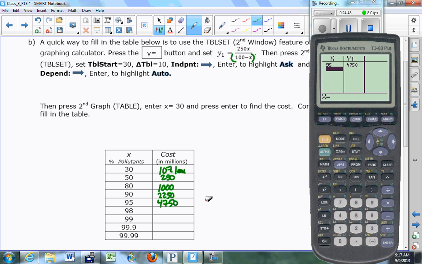What's the next one I want to know? 98%. Let's see what happens. Oh my goodness. Now we're up to 12.25 billion, just for 3% more. It almost tripled. Any guesses for 99? 24,750. It's really getting costly. So let's scoot right up to 99.99.